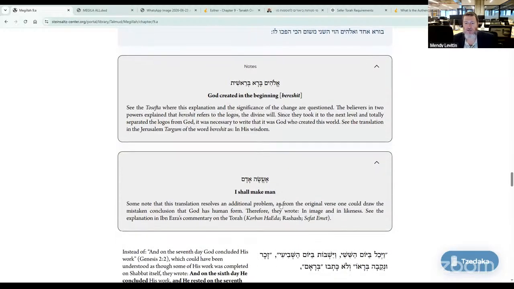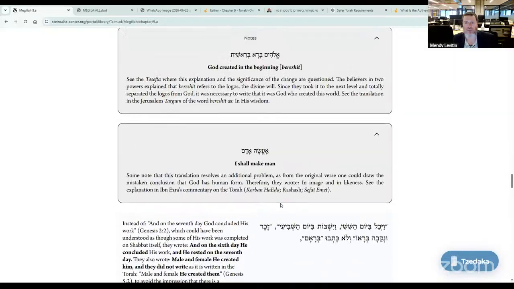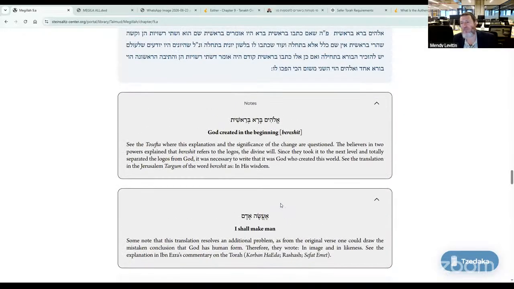Okay, so let's see, there are a few more. What we're going to do is these two footnotes from Rabbi Steinsaltz, and we'll finish the Mishnah. Obviously not this week, but next week.